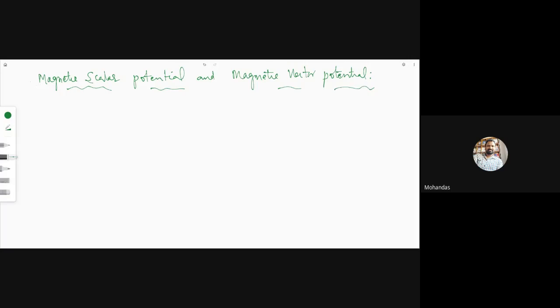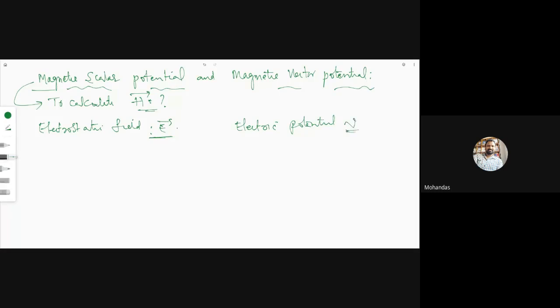Sometimes it is also known as scalar magnetic potential and vector magnetic potential. So these two concepts are introduced to calculate magnetic field intensity. That is the main aim of this. In an electrostatic field, we have electric field intensity E and electric potential V.